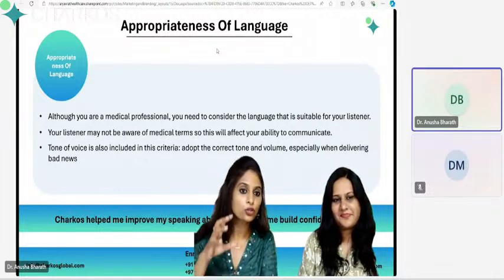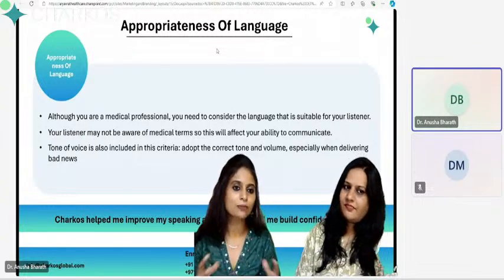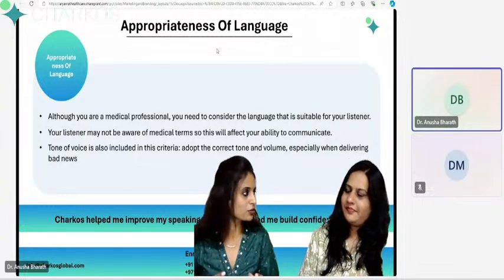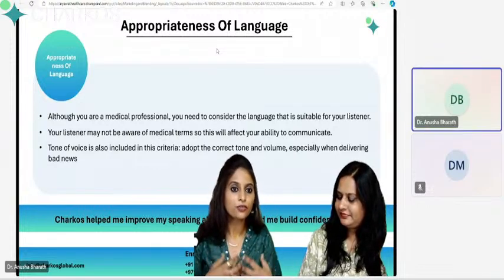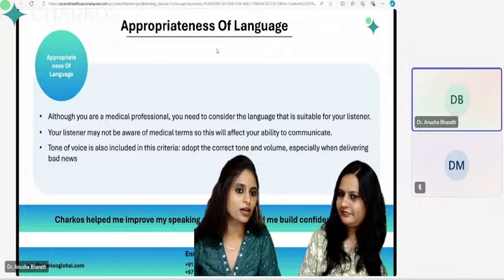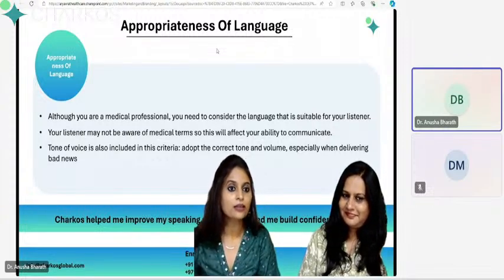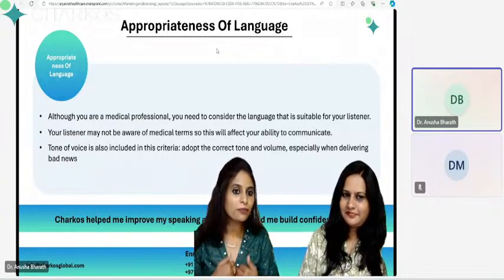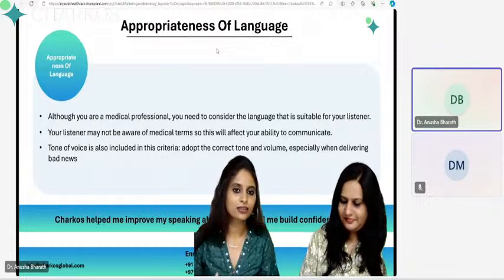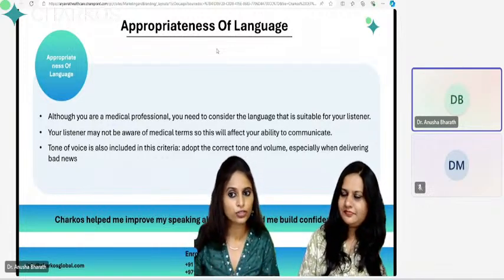So basically, you are not supposed to use strong medical terminology to explain these conditions to me, the patient. If I'm asking you, well, nurse, I really don't know what dialysis is, could you please explain it to me? Then you should go ahead and explain it in such a way that I'm able to follow what you're saying. So this is what appropriateness of language refers to.